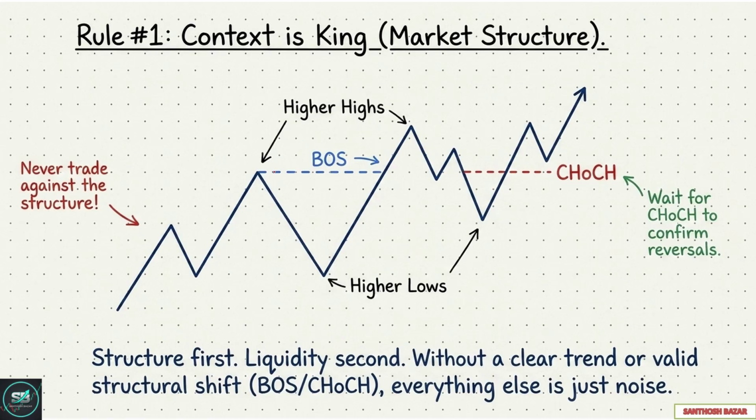And whenever it breaks the previous high, that is called a breakout structure. And whenever it breaks the previous higher low, then that is called a change of character. So when the market changes its character, that is an early signal for us to be cautious, as something has changed in the price. Based on that, we have to take our decisions. So structure comes first, liquidity comes second.